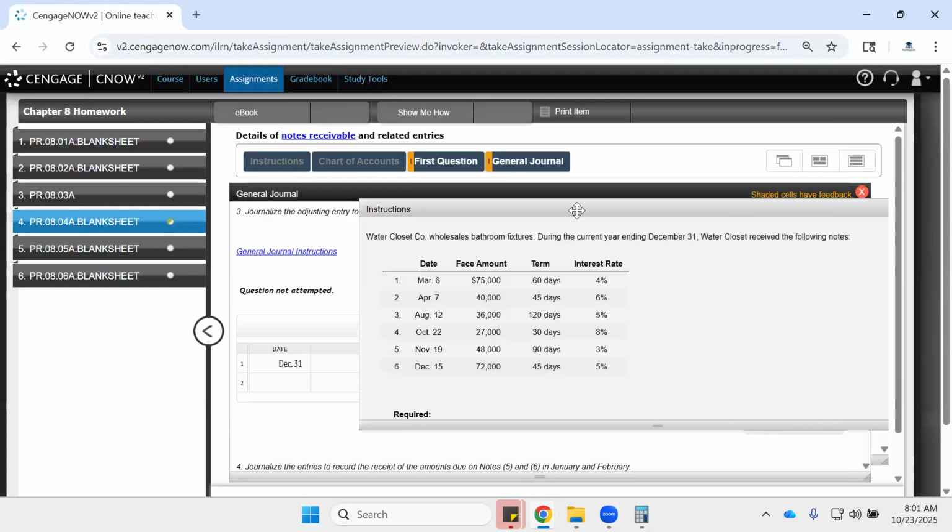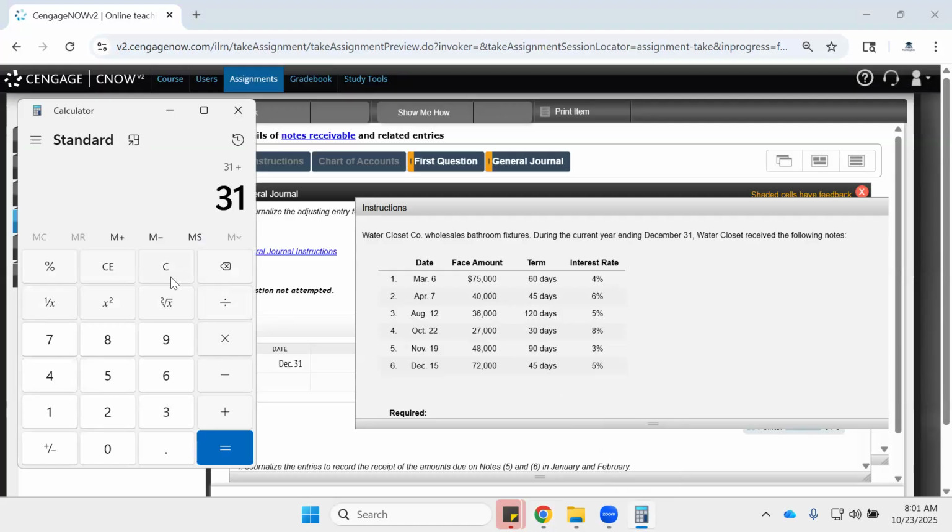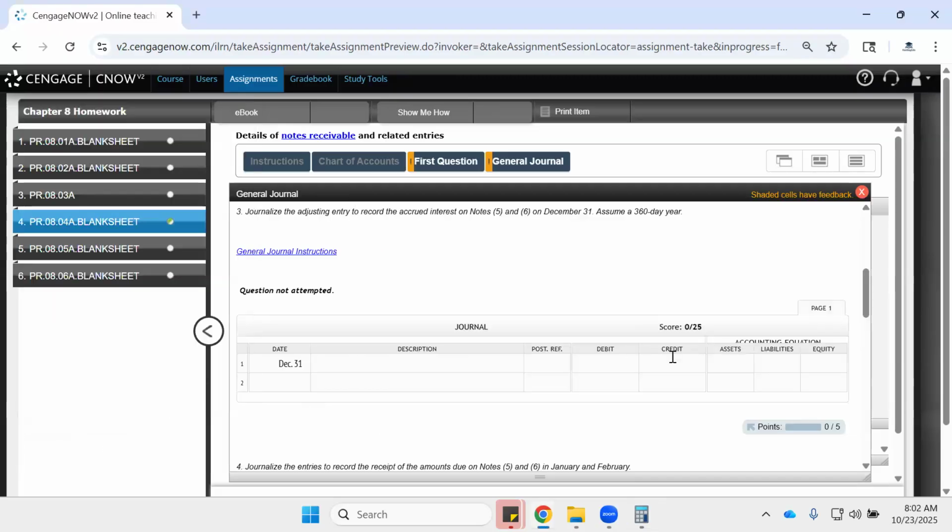And so taking a look at each of these, let's see, we have November 19th. So the days until the end of the year, November 19th, we have 31 days in December, and then we have another 10 days left in November. And then we have to multiply our 48,000 times 0.3% divided by 360 times 41. We get $164 for this first note.